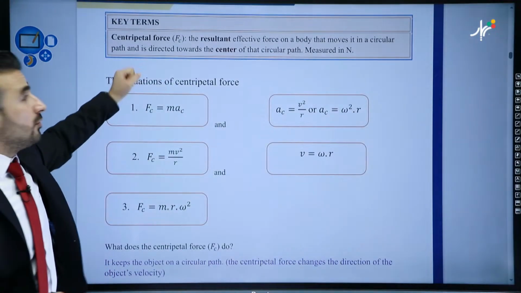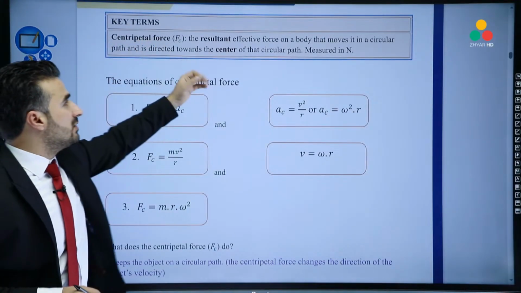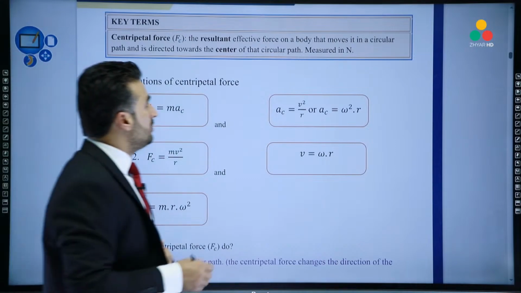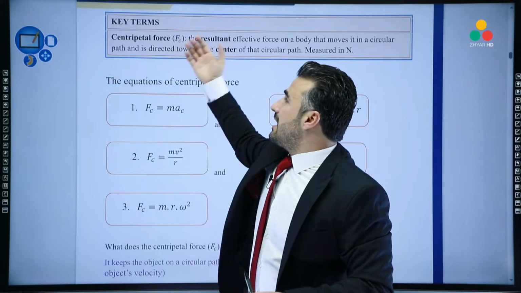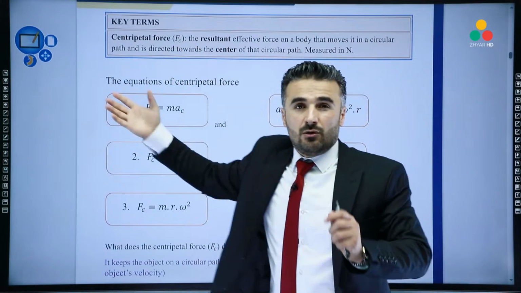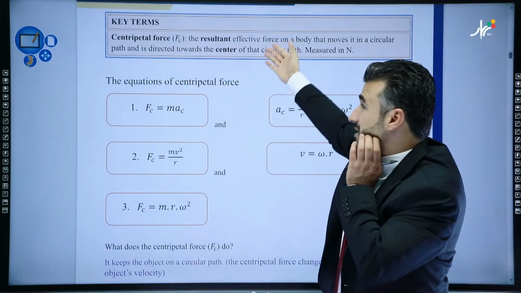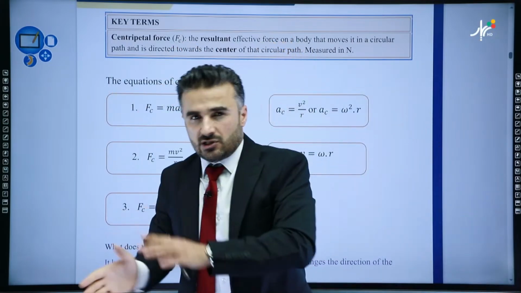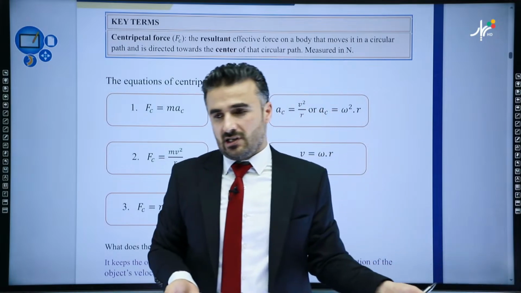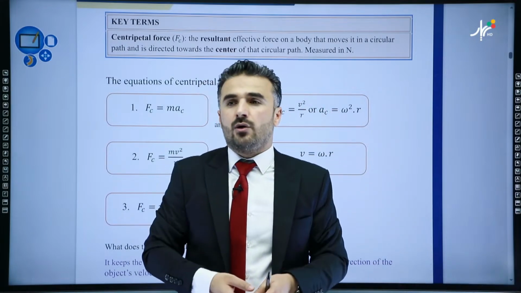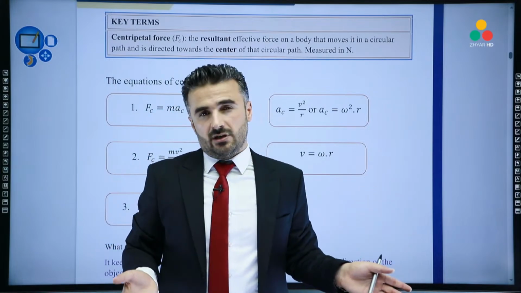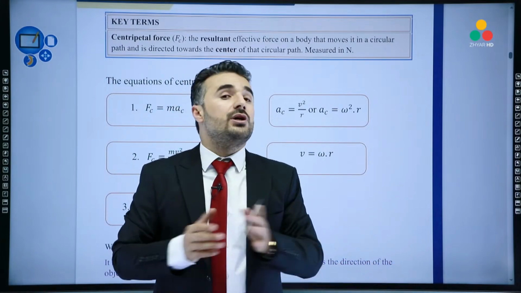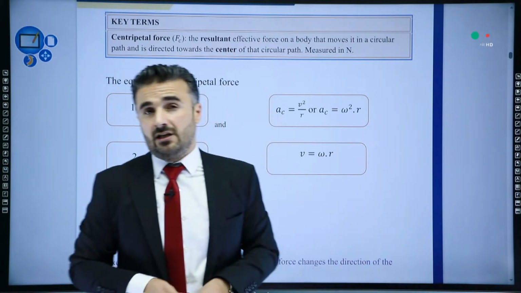We can say centripetal force is basically the resultant effective force on a body that moves on a circle. So it is the resultant effective force, yeah? That means it is the result of other effective forces when objects move in a circle, of course. And we do know that all forces are measured in Newton.